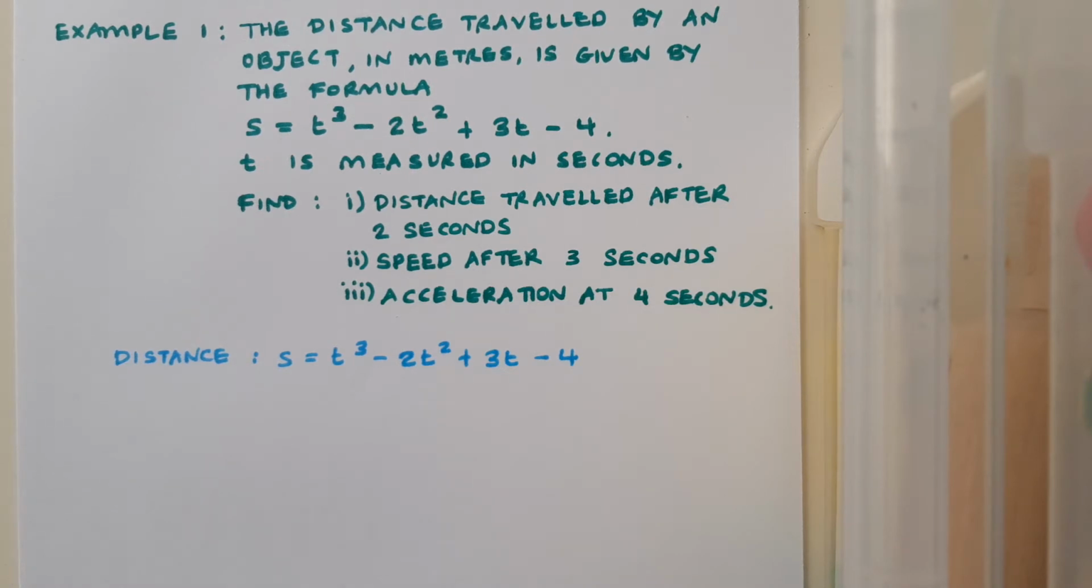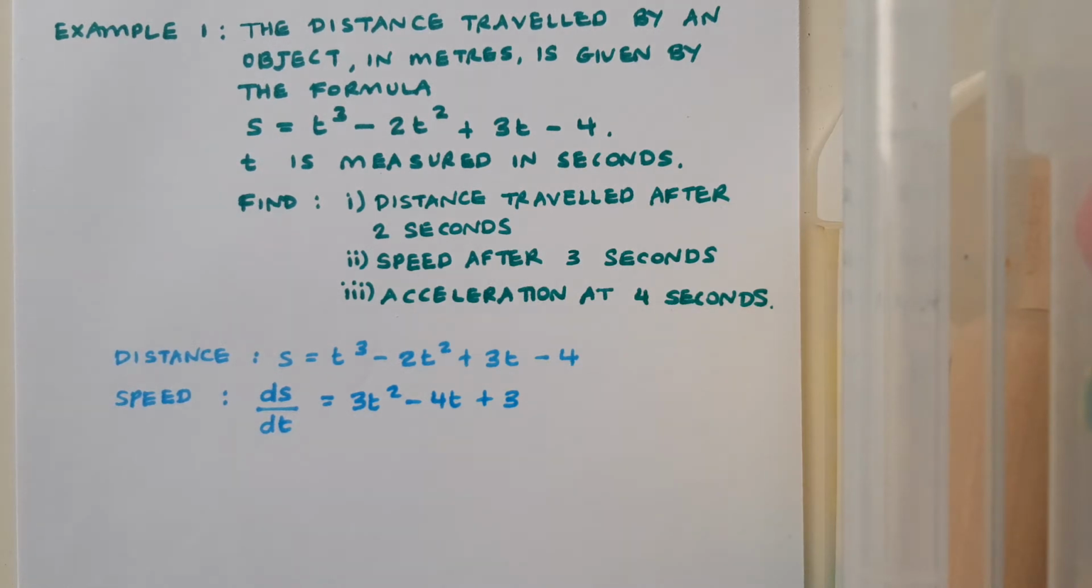Now I want to get the formula for speed. Well, speed is how distance changes over time. And so we can write that down as ds/dt. And ds/dt is simply the derivative of our distance formula. So we'll differentiate. We'll get 3t squared minus 4t plus 3. So now we've got distance and we've got speed. So just be clear there, speed is got by differentiating the distance formula.